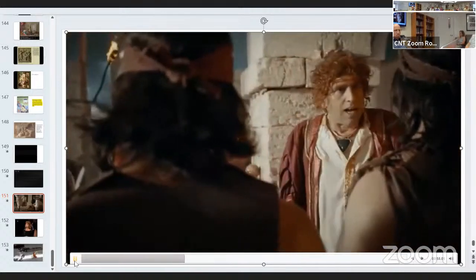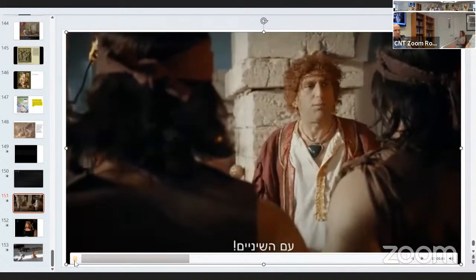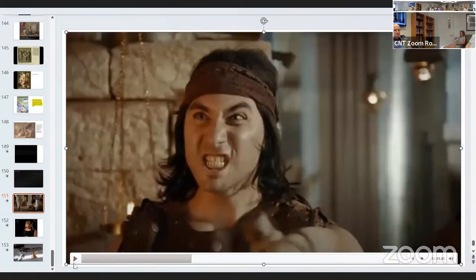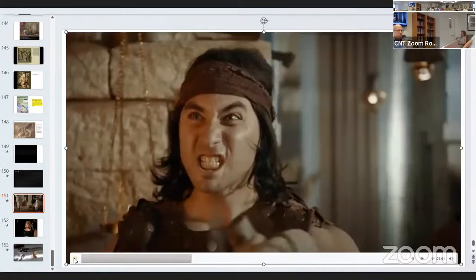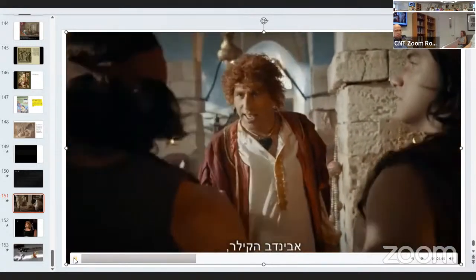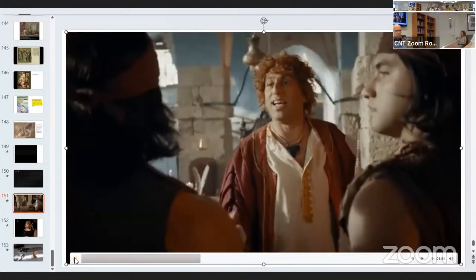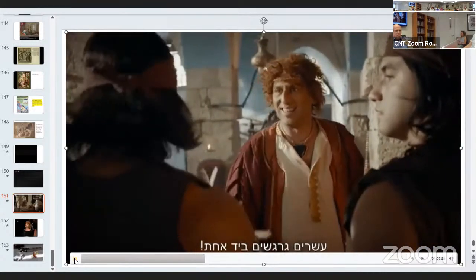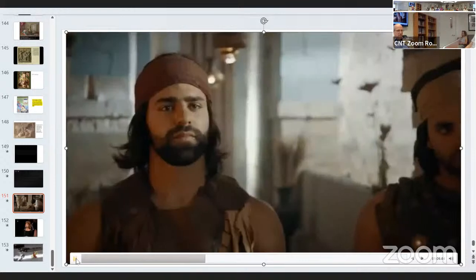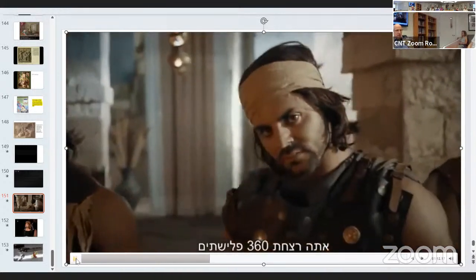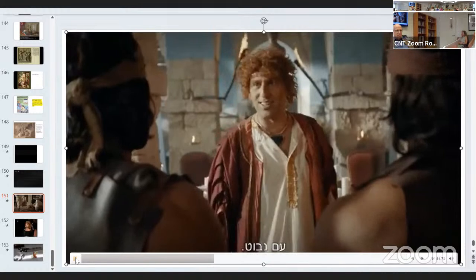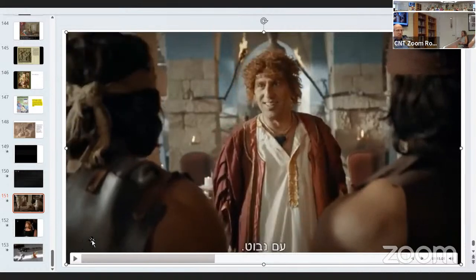Gadi, you tore off the head of the king of Jebus with your teeth. Abinadav, the killer, you strangled 20 Girgashites to death with one hand. Avi, the gorilla, you killed 360 Philistines with a club.